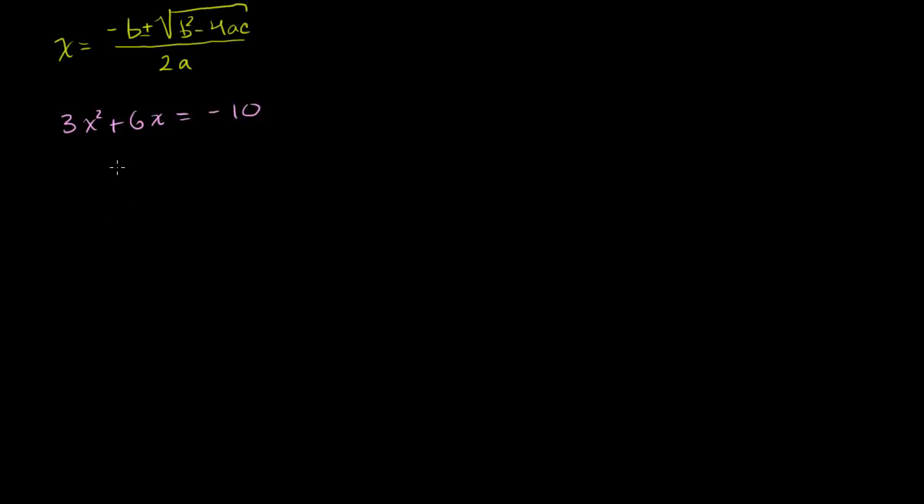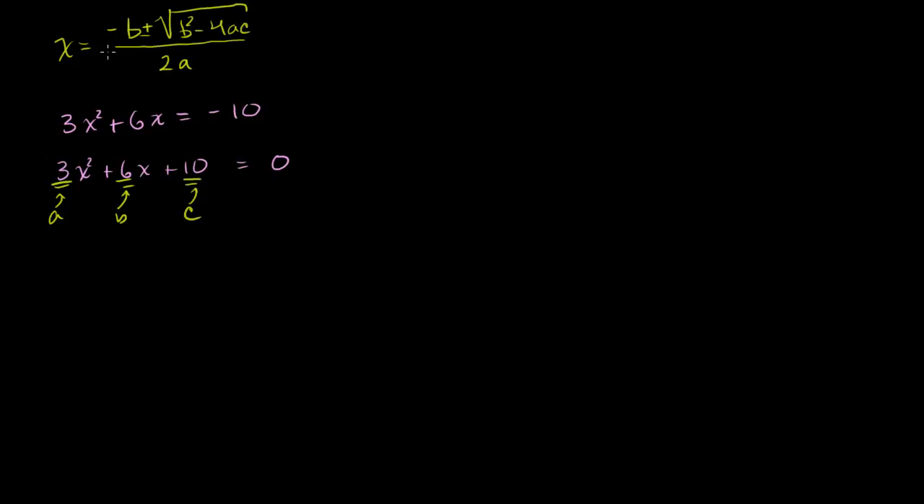Well, the first thing we want to do is get it in the form where all of our terms are on the left-hand side. So let's add 10 to both sides of this equation. We get 3x squared plus 6x plus 10 is equal to 0. And now we can use the quadratic formula. So let's apply it here. So a is equal to 3. That is a. This is b. And this right there is c.